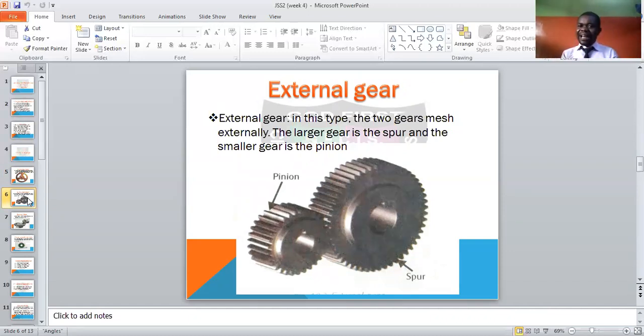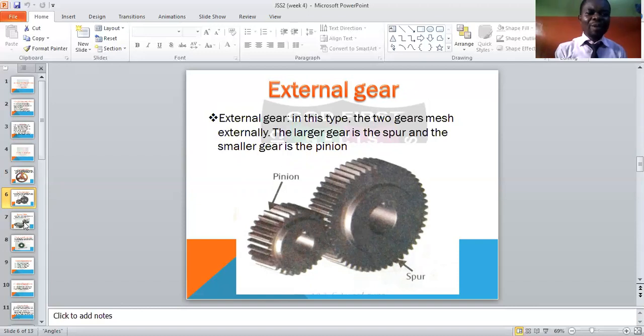The big one here, or the larger gear, is called the spur, not annular as in the case of the internal one. This is the spur. You are seeing it clearly on the screen. And the smaller one still remains the pinion. You can see the way they mesh, as if you are using your back to touch another person's back. That is the external gear you are seeing there.